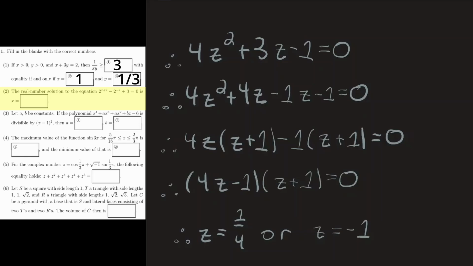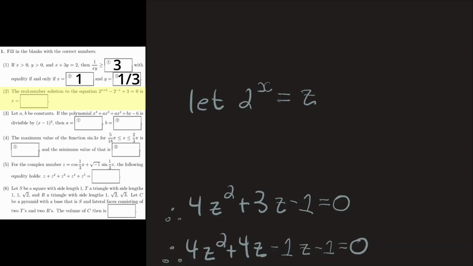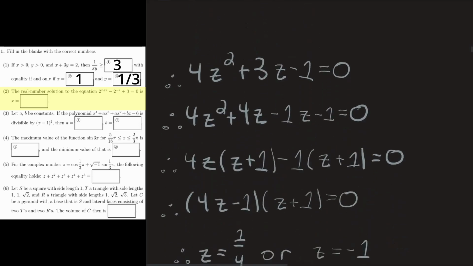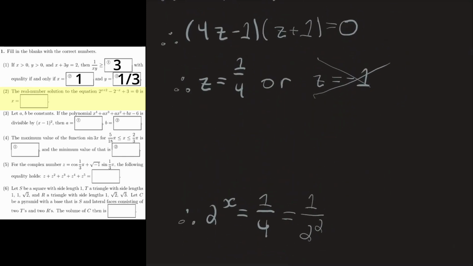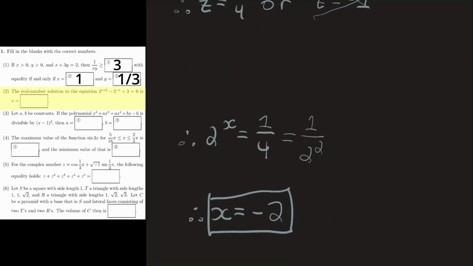Of course, remember that z equals 2 to the power of x, and 2 to the power of x cannot equal a negative number, right? An exponential function like this cannot be negative. So z equals negative 1 cannot be the answer, and so z must instead equal 1 over 4. That's the only possible answer. So finally, if 2 to the power of x equals 1 over 4, which equals 1 over 2 squared, then that means that x must equal negative 2, and that is the answer to this question.